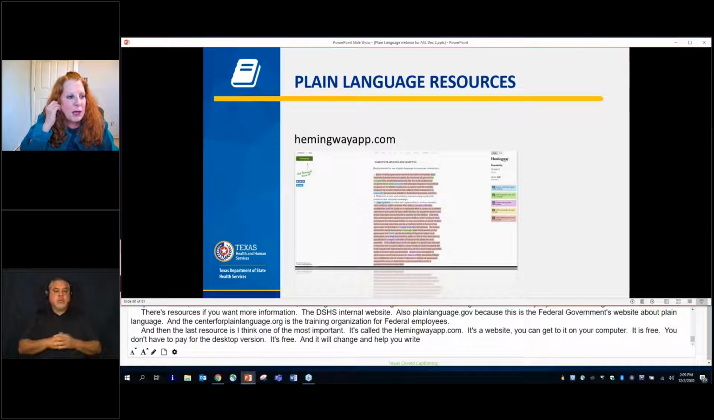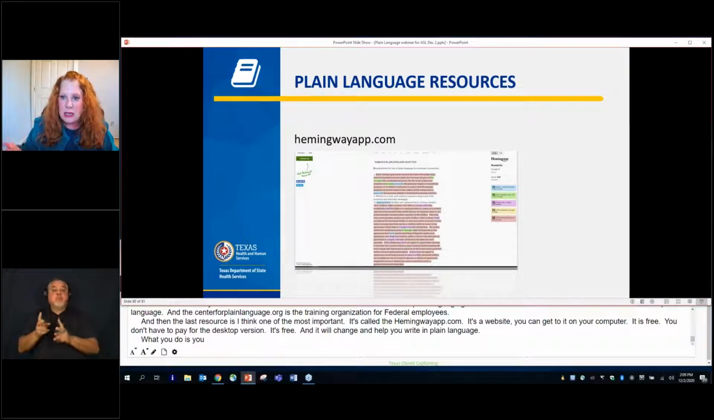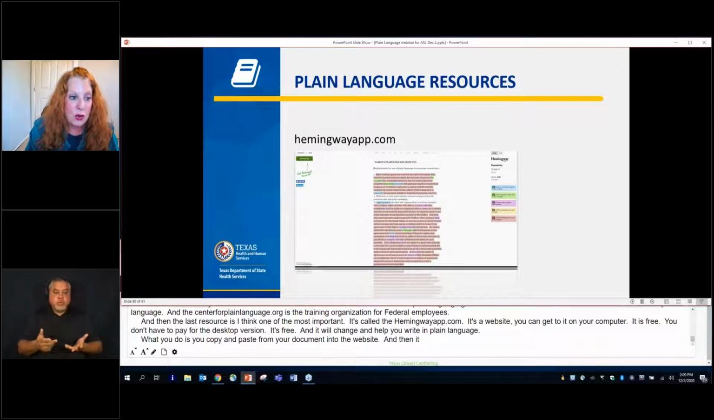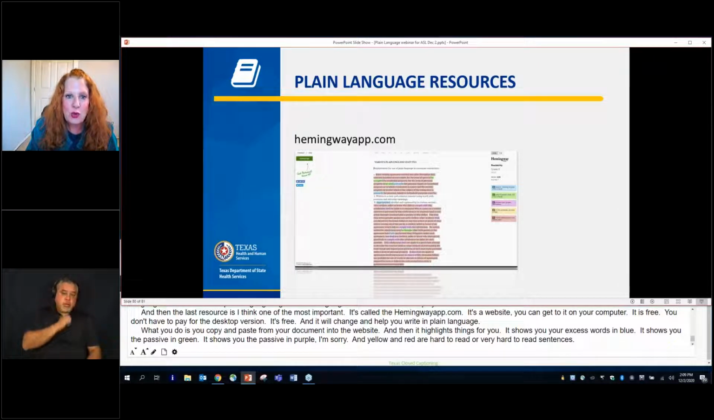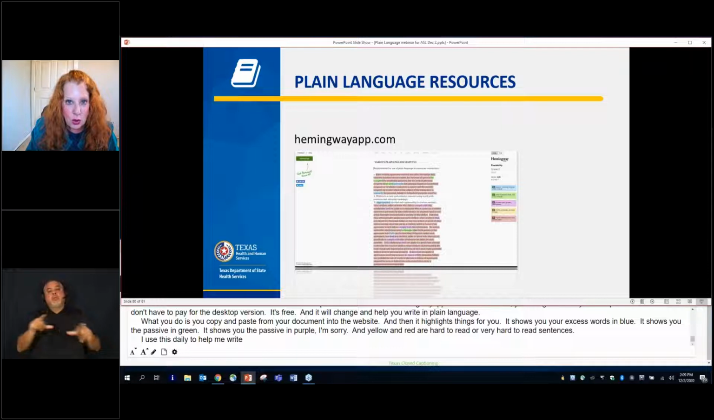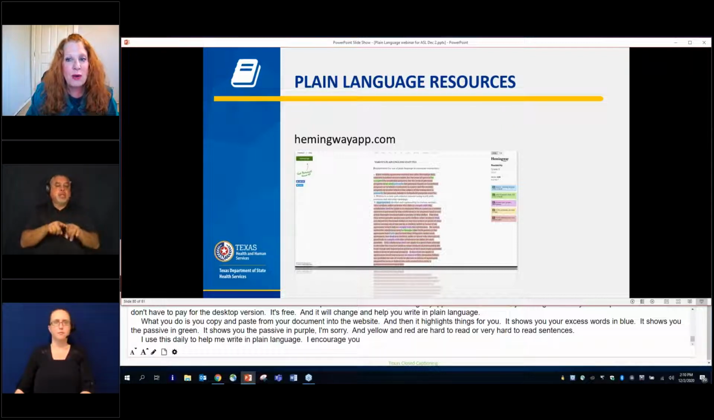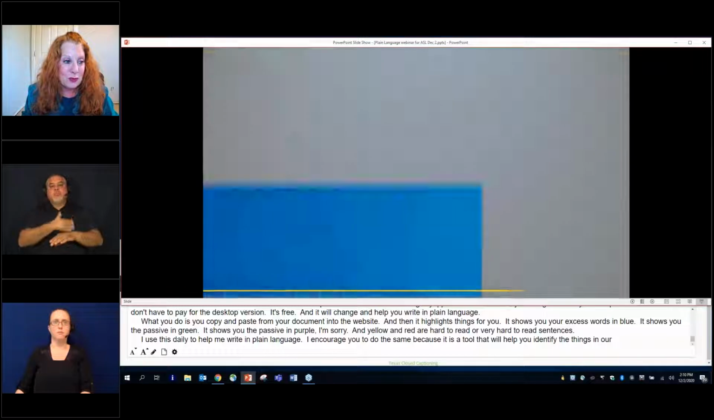What you do is you copy and paste from your document into the website, and then it highlights things for you. It shows you your excess words in blue. It shows you the passives in green. It shows you the adverbs in purple, and yellow and red are hard to read or very hard to read sentences. I use this daily to help me write in plain language. I encourage you to do the same, because it is a tool that will help you identify the things in our writing so we can do better in writing in plain language.